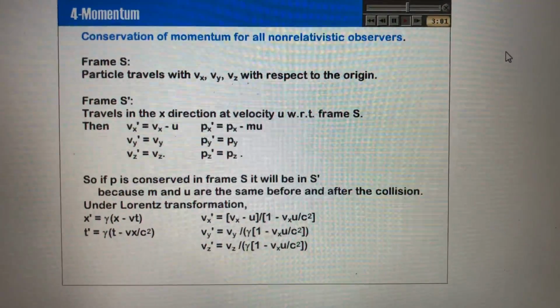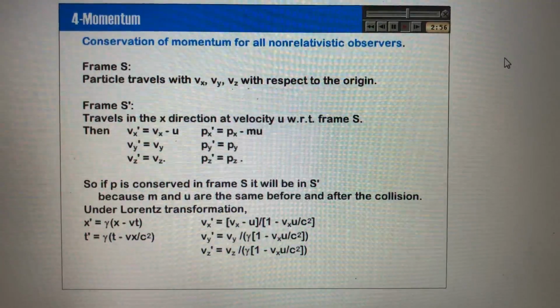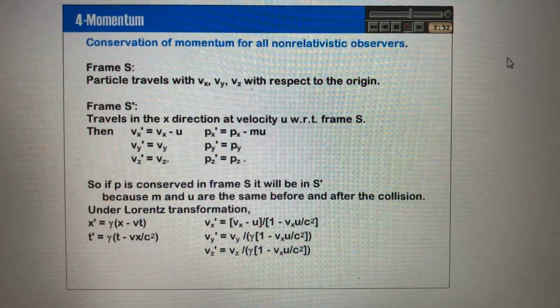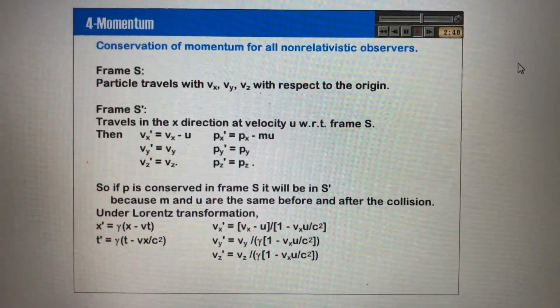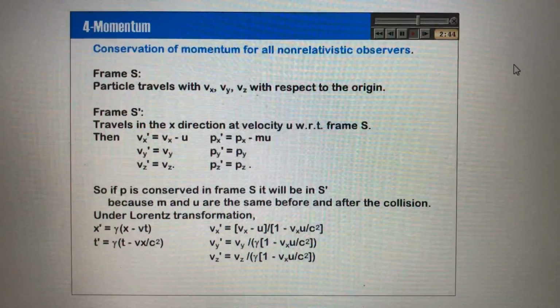Well, under the Lorentz transformation, we have x prime equal to gamma (x minus vt), and the same for t prime. This goes back several lectures. This is the relation between the two reference frames. The addition of velocity formulas gives us the following. These three components, vx prime, vy prime, vz prime, are for the 3-velocity.